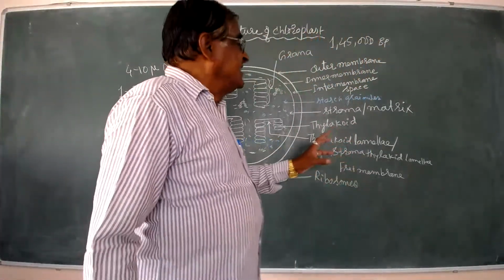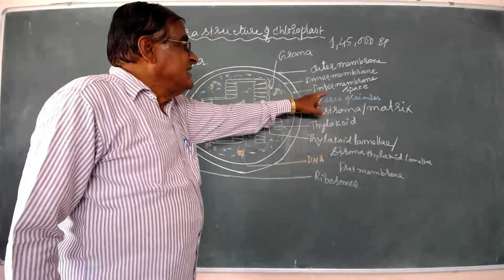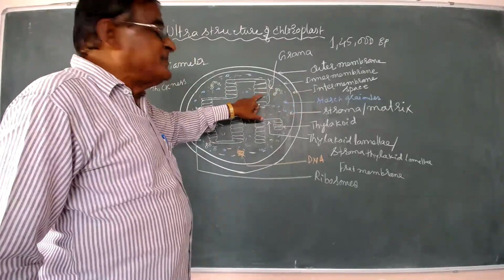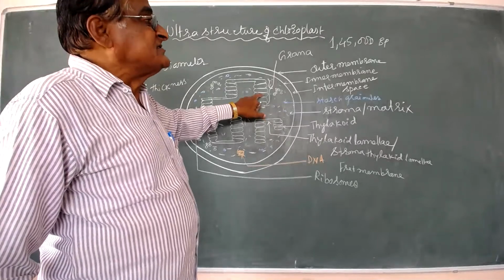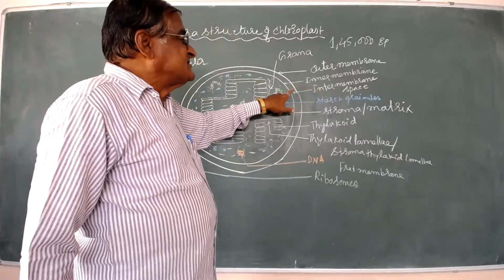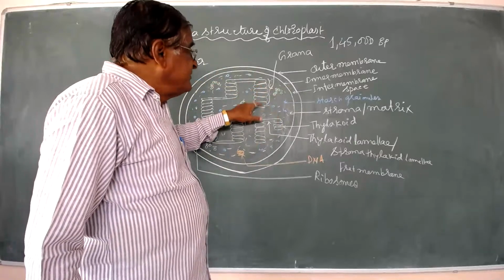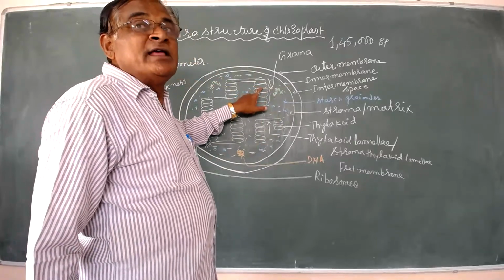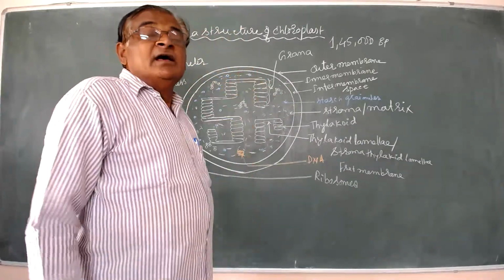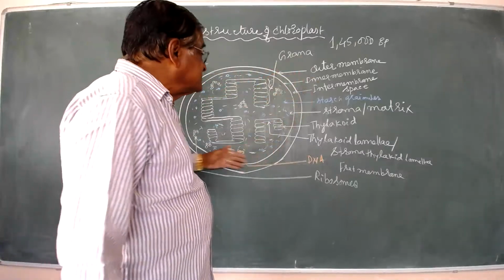Here you will find that there are three spaces. The first is the intermembrane space. The second is the stroma space, where the stroma is present. The third is the thylakoid space, inside the thylakoids, which are disc-like structures placed one above the other. So there will be three spaces in total. We will discuss the functions of all these later.